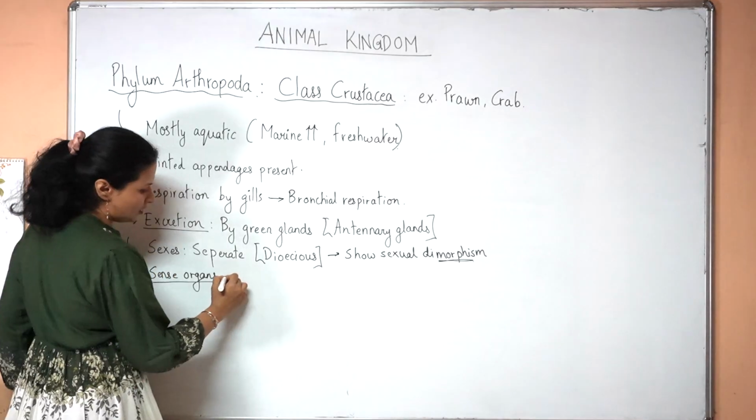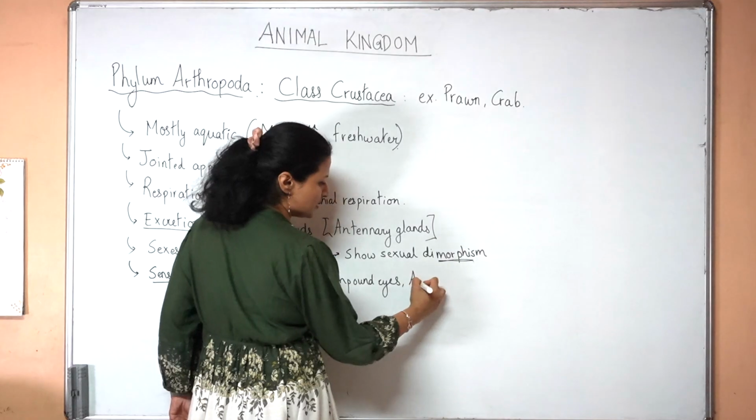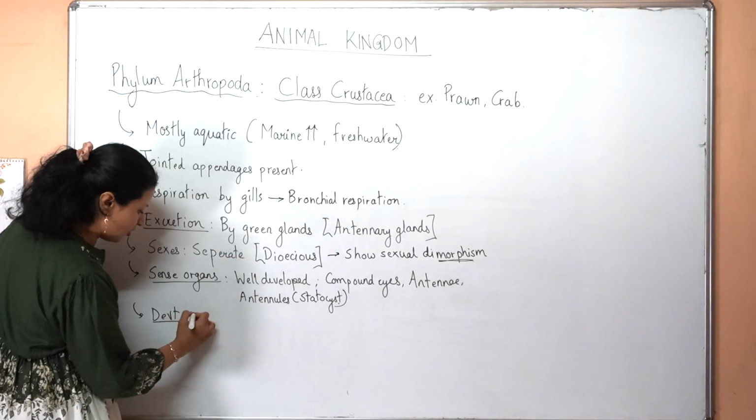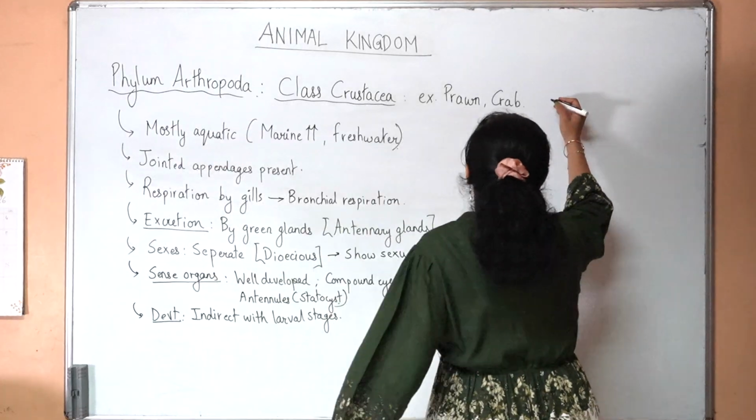Sense organs are well developed. They have compound eyes, antennae, antennules. Antennules bear statocyst. Their development is indirect with larval stages. Now let us see their body organization.